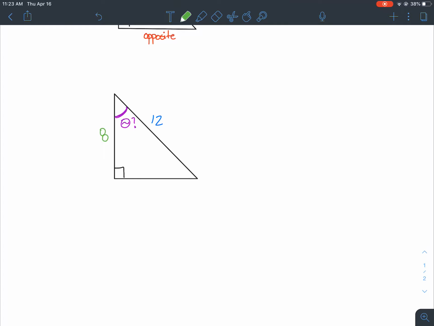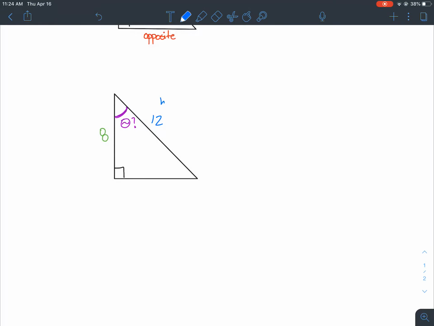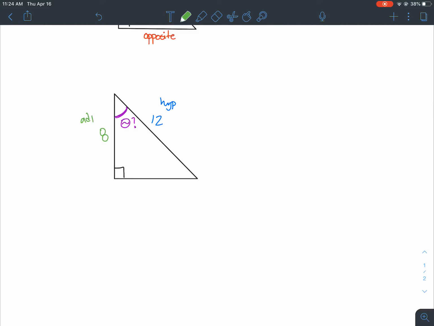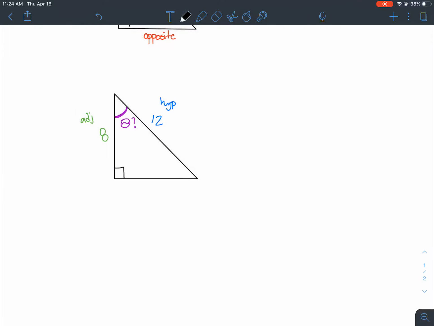So if I wanted to find theta, I still have to figure out what ratio is being used. I have the hypotenuse and I have the adjacent side. That tells me I need to use cosine. So I have the cosine of some unknown theta is equal to 8 over 12.